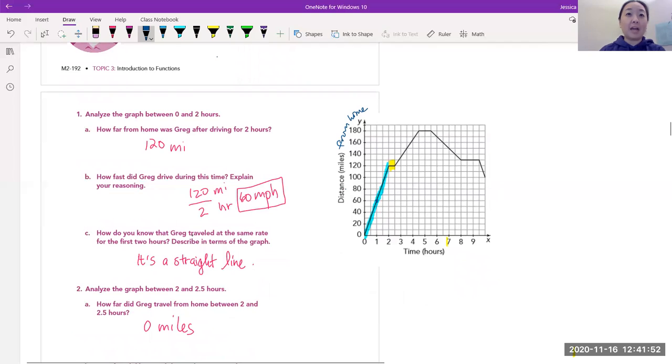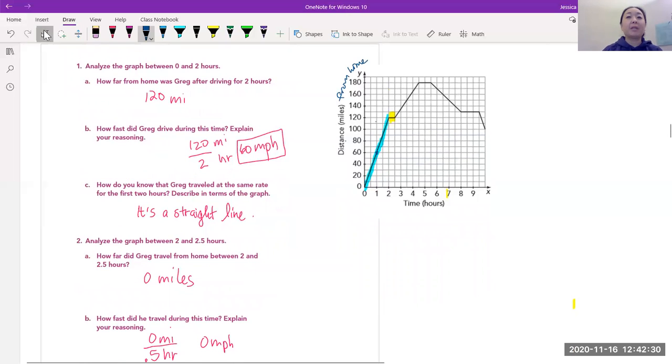And how do you know that Greg traveled at the same rate for the first 2 hours? A lot of people said, oh, it's because it's a straight line, right? It doesn't change. And someone said, oh, the slope, right? The slope talks about how tilted it is. Instead of saying how tilted it is, because that's so long, we just say the slope. The slope stays the same all the way through. If I go 60 up and then 1 to the right, I'm on the line, right? And if I go another 60 up and 1 to the right, there we go. And then we're going to analyze the graph in between.